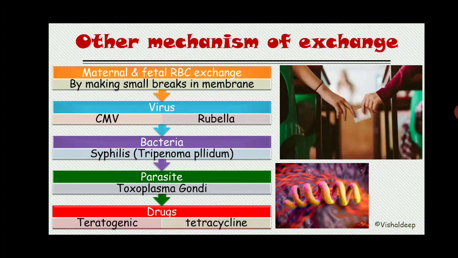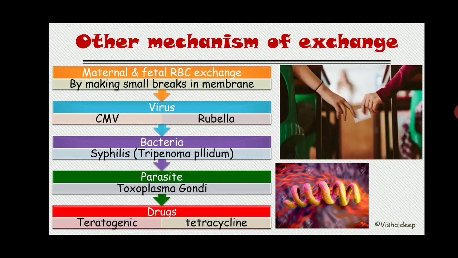Alright. So, as far as bacterial infection is concerned, only syphilis and Listeria monocytogenes. Remember these two bacteria. One is syphilis, another one is Listeria. Both are capable of crossing the placental barrier.